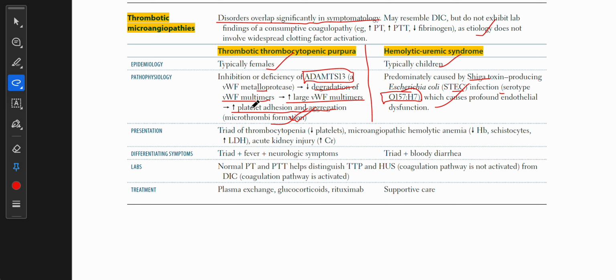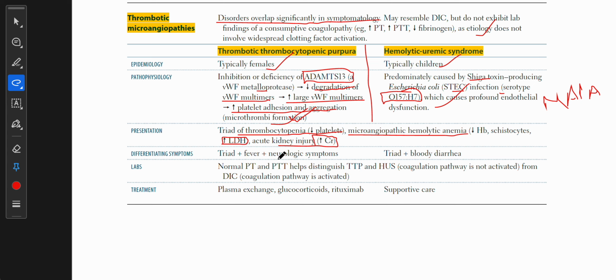So the presentation of both of these conditions is the triad of thrombocytopenia, that is decreased platelets, and microangiopathic hemolytic anemia, MAHA, which usually presents as decreased hemoglobin, schistocytes present, and also LDH increased due to increased cell turnover. And acute kidney injury, represented by an increase in serum creatinine. So what is the triad? The triad of thrombotic microangiopathies is thrombocytopenia, microangiopathic hemolytic anemia, and acute kidney injury. You have to remember this.